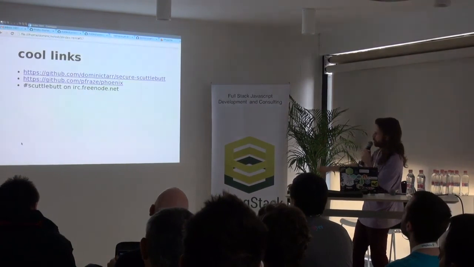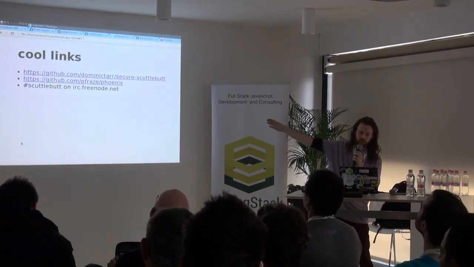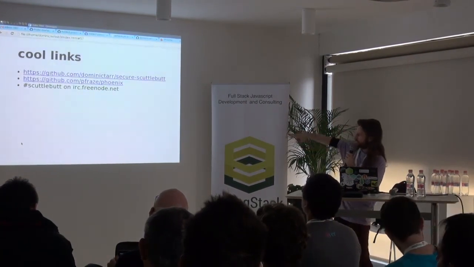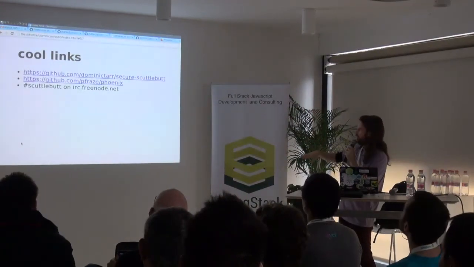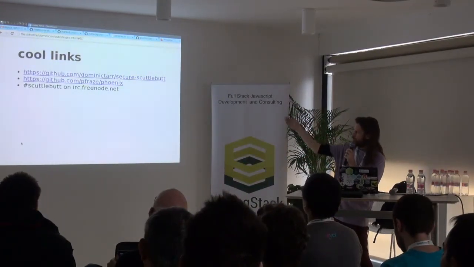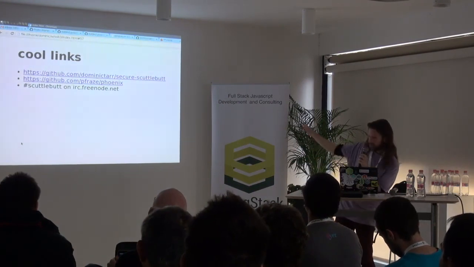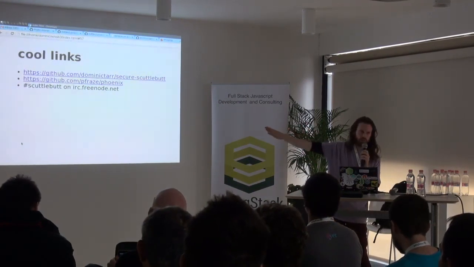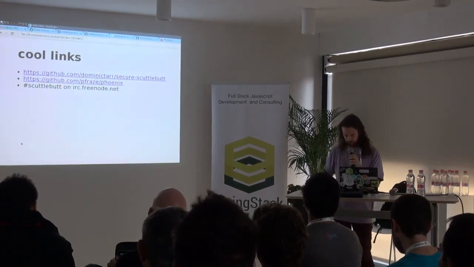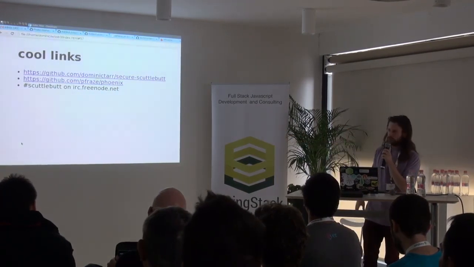So, some cool links. This is spread across a couple of repos now. There's Secure Scuttlebutt, and there's a user interface for it called Phoenix at the moment. And if you come and hang out in Scuttlebutt on IRC, we're talking about all kinds of crazy stuff.